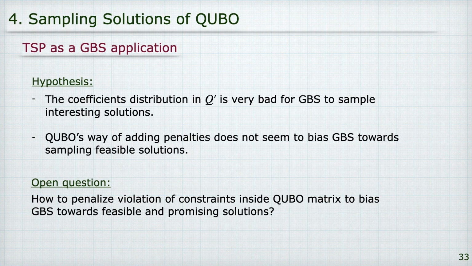Our hypothesis for these bad results is that the coefficient distribution in Q prime is very bad for GBS to sample interesting solutions. It is actually hard to know what would be a good matrix distribution for GBS, but we think that maybe the problem comes from how constraints are added as penalties into the QUBO matrix. In our first use case with quadratic knapsack, we managed to bias GBS towards feasible solutions thanks to the utility matrix. But it is an open question how to extend this to any QUBO problem.